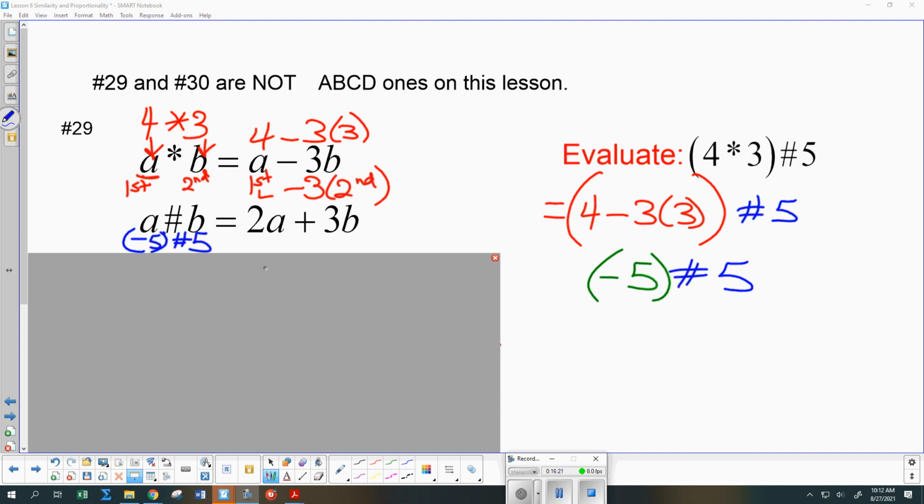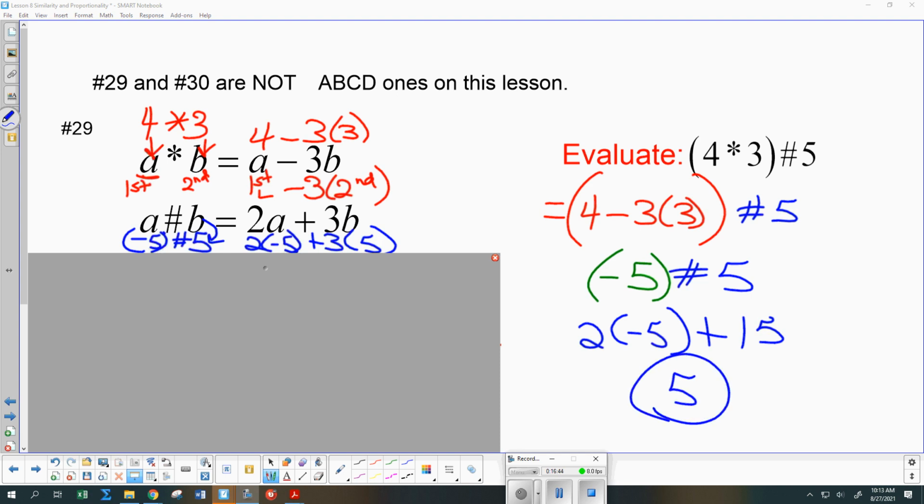This says A is negative 5, so we are going to write down 2 times negative 5 plus, and it says B is positive 5, so plus 3 times 5, so plus 15, and what will that give us, everybody? That gives us negative 10 plus 15 is 5. Everybody feel okay about that one?